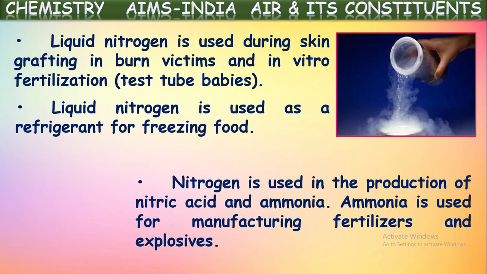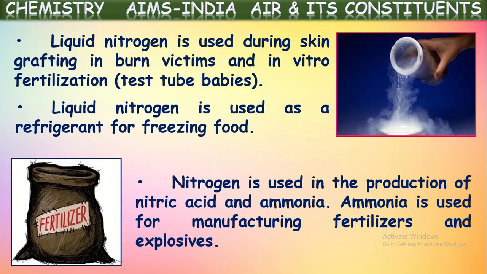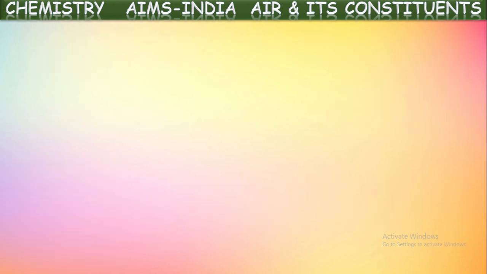Even nitrogen is used in the production of nitric acid and ammonia. Okay, not only these general uses, nitrogen is also used in the preparation of some other chemicals like nitric acid and ammonia. So this ammonia is used for manufacturing so many kinds of fertilizers and explosives. We use so many kinds of fertilizers in our fields. These fertilizers mostly contain ammonia compounds. This ammonia is prepared from nitrogen. So indirectly nitrogen is used in the manufacturing of so many kinds of fertilizers and even in the manufacturing of explosives. And even some laboratory chemicals are also prepared from nitrogen. For example, nitric acid is one of the important chemical substances in the laboratory. This nitric acid is prepared from nitrogen. In this way, there are so many uses with nitrogen.